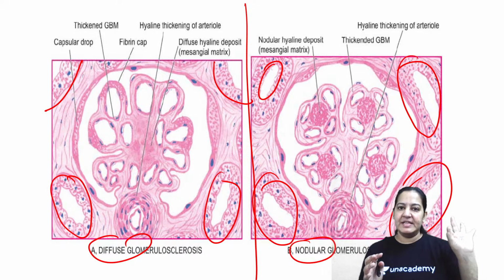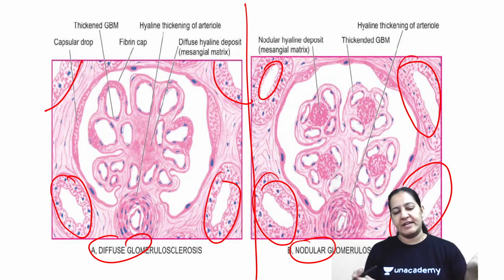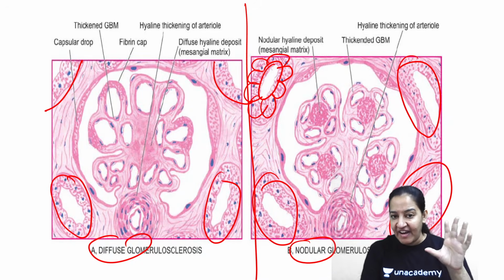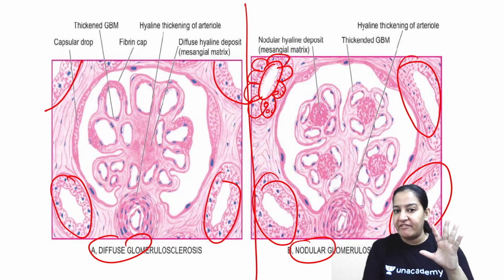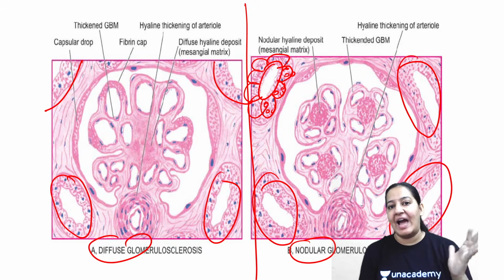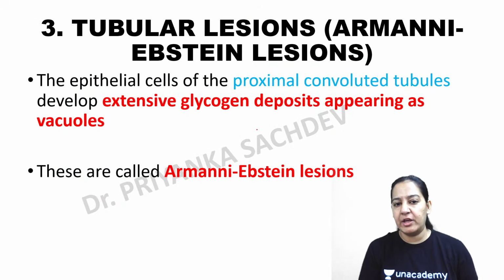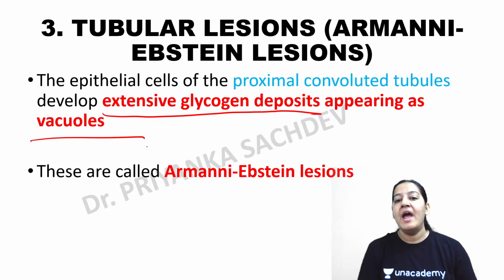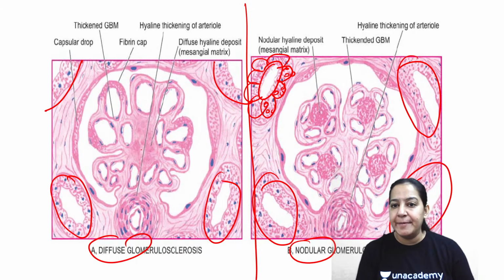By tubule, I mean PCT, loop of Henle, DCT, collecting duct, anything, right? See the cells of the tubules. In any of them, see the cells. If you can zoom, see the cells have vacuoles. They have vacuolated cells. The cell cytoplasm is having big vacuoles. Large vacuoles are present, right? This is due to excessive glycogen. The large vacuoles are due to extensive glycogen deposits appearing as vacuoles. And this change is known as Armanni-Ebstein lesion, which is again common for both.